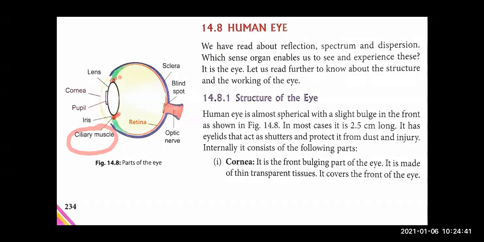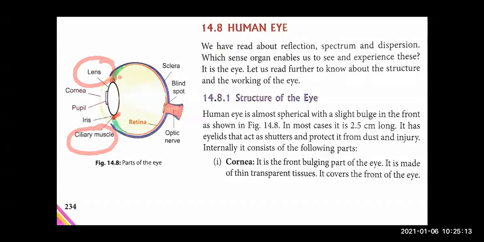Now ciliary muscles do two works. First thing, it is going to hold the lens. Second thing, it is going to help the eye to see the near and far objects clearly. How? By changing the focal length of the lens. Focal length of the lens. Very heavy words, right? No worry, we will do it in detail in the next topic.